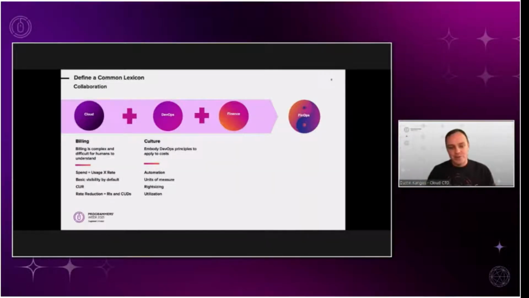And so we can curb the behavior by just changing the unit of measure from something that is abstract and large, like dollar amounts, to something that we can visualize, something that we can work towards.